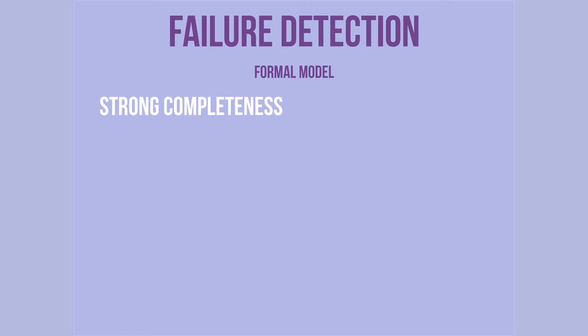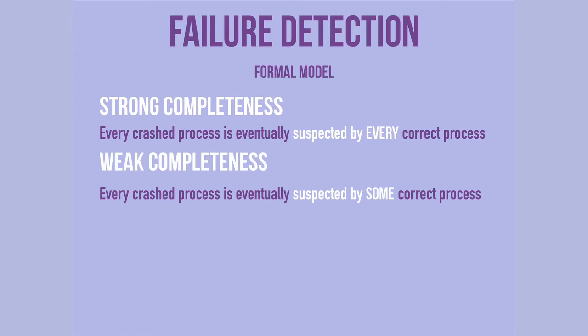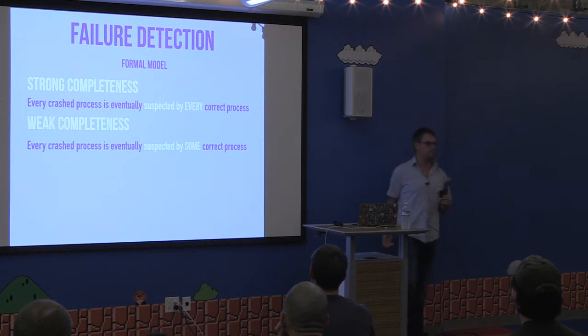In order to understand failure detection, we can first look at a formal model to categorize it. The first thing is strong completeness. Strong completeness means that every crashed process is eventually suspected by every correct process. This is as good as it gets. Weak completeness is that every crashed process is eventually suspected by some correct process. This might be okay, as long as someone detects it and can start telling others about it.